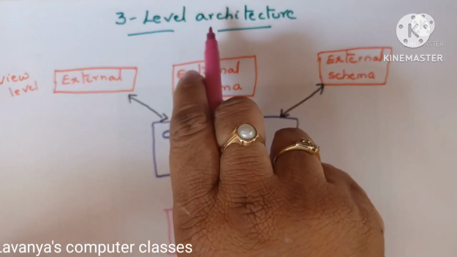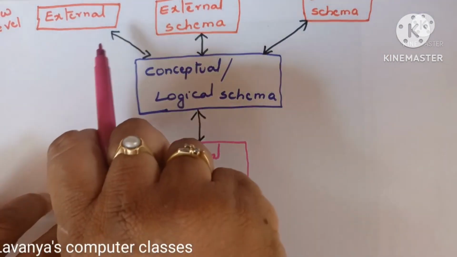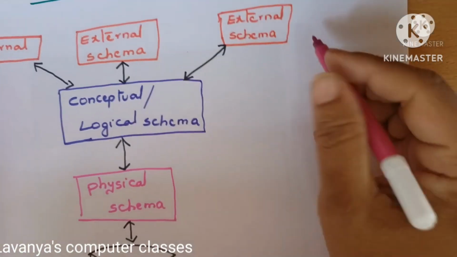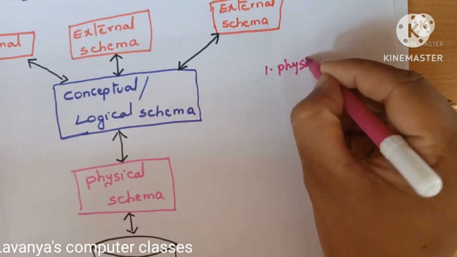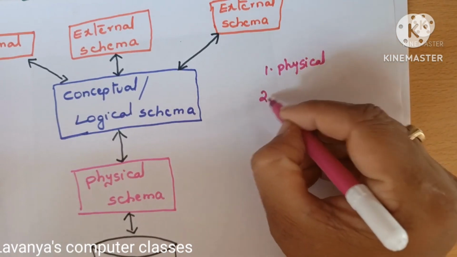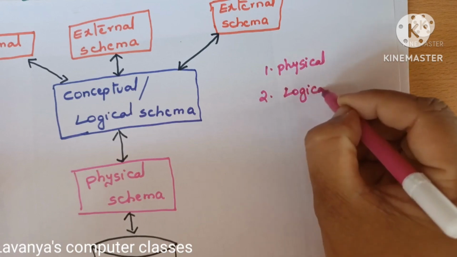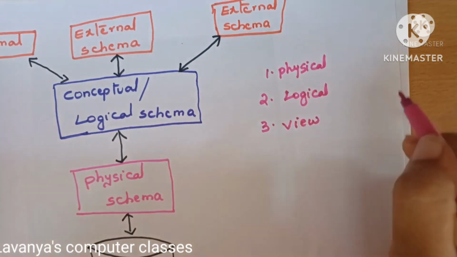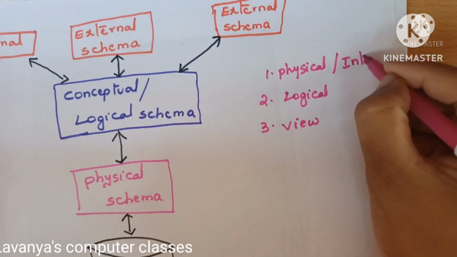In this video I will explain three level architecture in DBMS. So what is the three level architecture? This is the diagram for three level architecture. First we'll go for what the three levels are. What are the names of the three levels? First level is physical level architecture or physical schema. Second one is logical level, logical schema. Third one is view level, view schema. Physical level is also known as internal level.